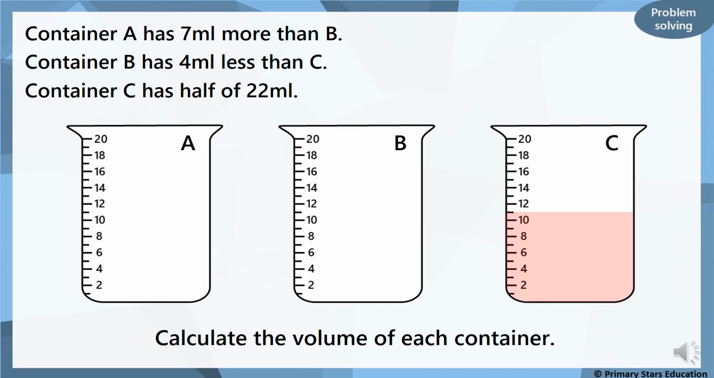Okay, let's have a look at it. I said, remember, start from the end and work your way backwards. Container C has half of 22 millilitres. Well, half of 22 is 11, so that's marked on there. Container B has 4 millilitres less than C, so 4 less than 11 is 7 millilitres. And container A has 7 millilitres more than B. So that is 14 millilitres. Did you get those ones right? They're quite tricky.